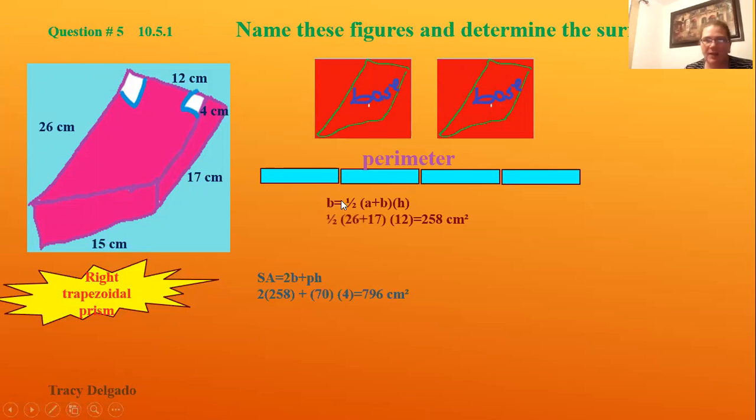And when we do our base, it's 1/2 times a plus b times h. So this gives us 1/2 times 26 plus 17 times 12. And when you do the adding and multiplication, it's 258 centimeters squared. And when we do the perimeter, we're going to do 26 plus 12 plus 17 plus 15 equals 70 centimeters. And to find the surface area, we do 2B plus ph. So we're going to do 2 times the 258 plus 70 times 4, and that equals 796 centimeters squared.